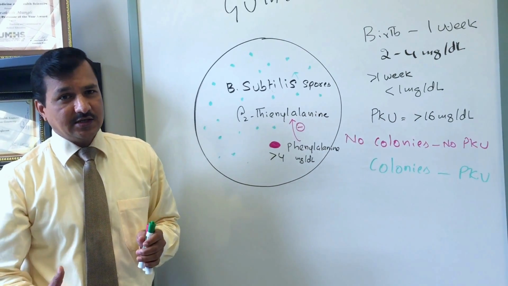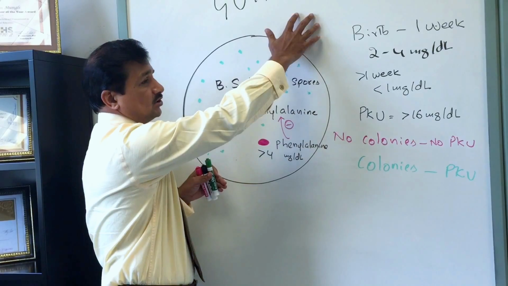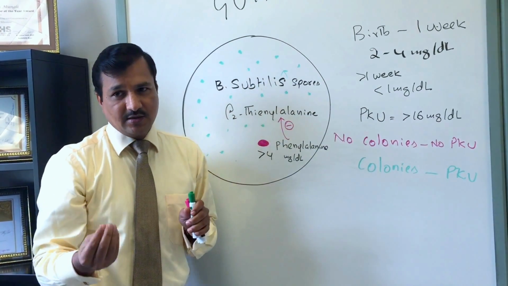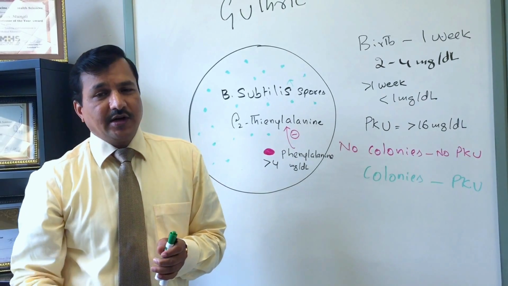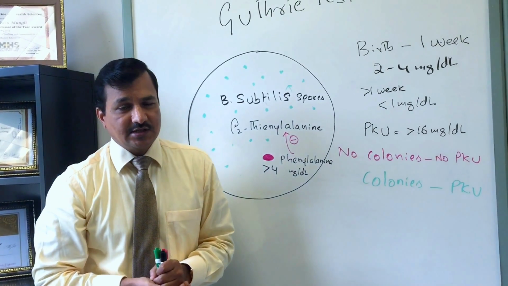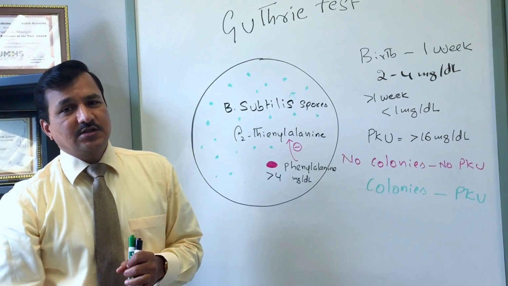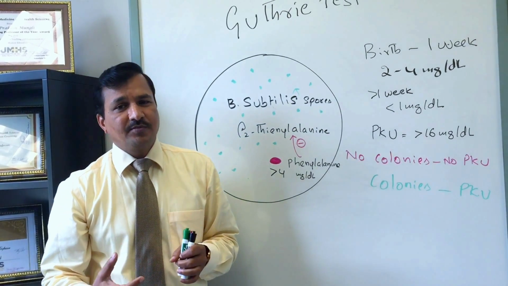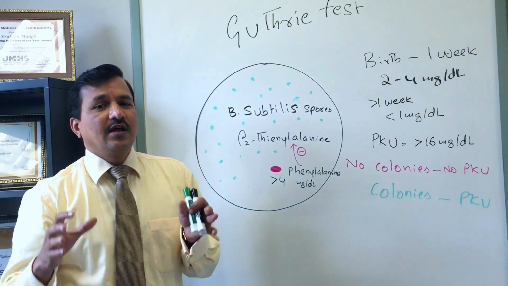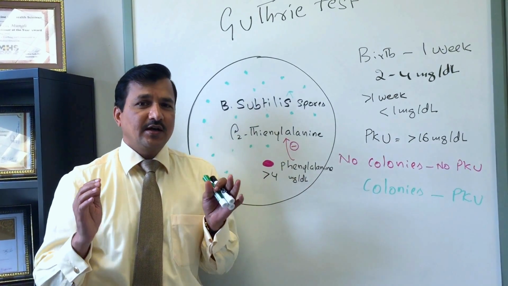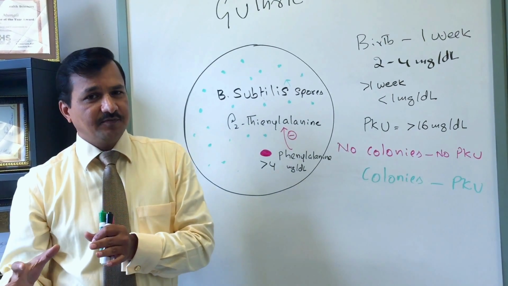So this is a screening test. Any Guthrie test which is positive, that particular blood sample should be sent to higher laboratories for a confirmatory test. The confirmatory test is done using an HPLC based method. High performance liquid chromatography based tests are done, and in that test the exact amount of phenylalanine is estimated in the blood itself.